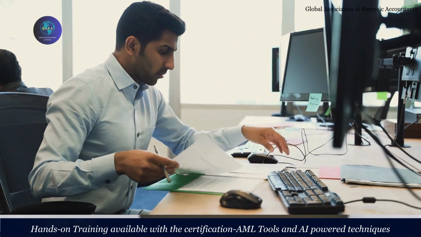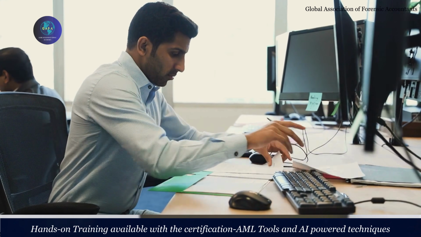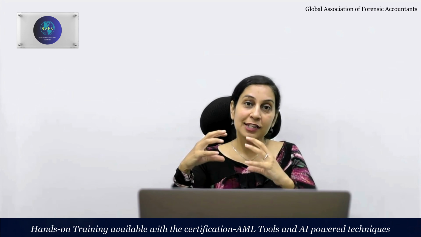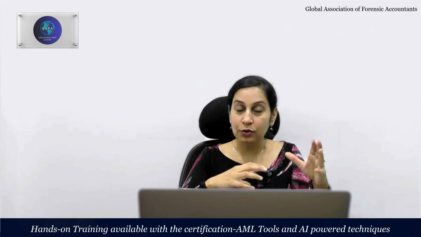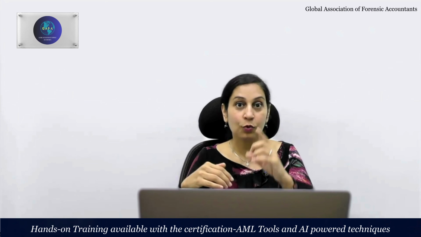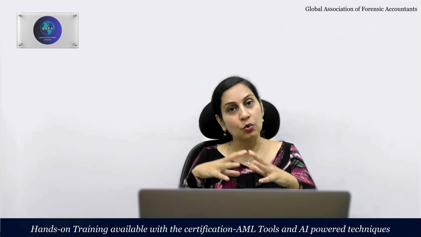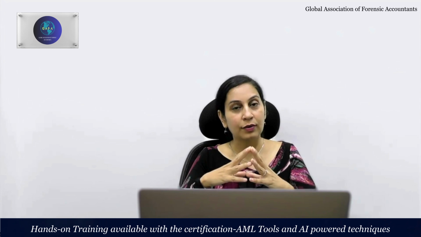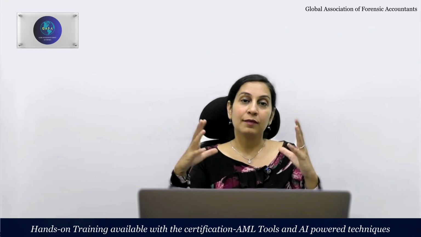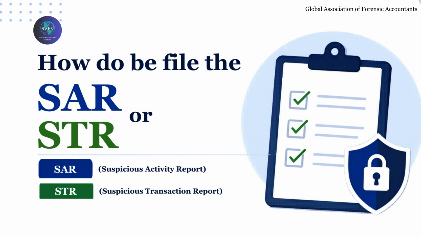The Financial Intelligence Unit is the body which receives the suspicious activity report or suspicious transaction report from the financial institute and investigates if those cases are really money laundering cases or something which can be closed. So let's learn today, how do we file the SAR or STR? Suspicious activity report or suspicious transaction report.